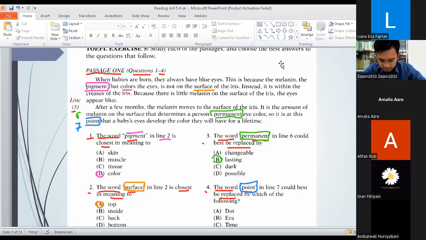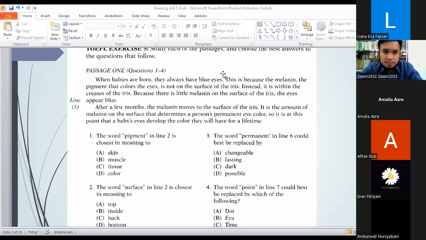So what is it? Number 4. At this point, so it means C, that it refers to time. At this point, at this time, that baby's eyes develop the color they will have for a lifetime. So the answer for number 4 is Charlie. Point refers to a similar meaning with time.